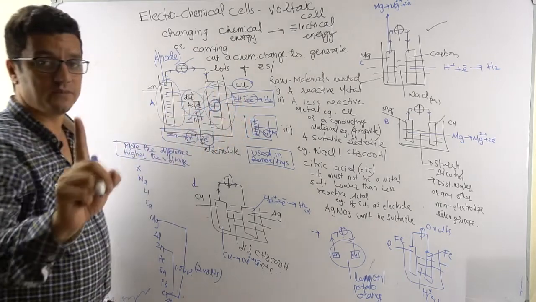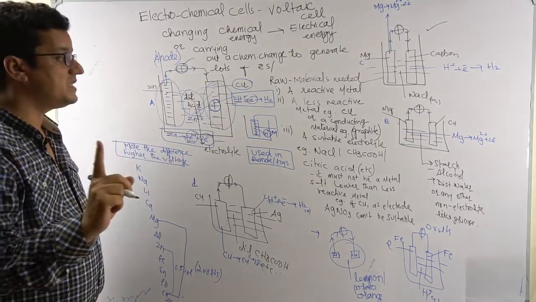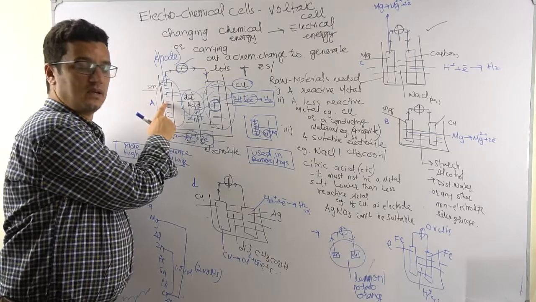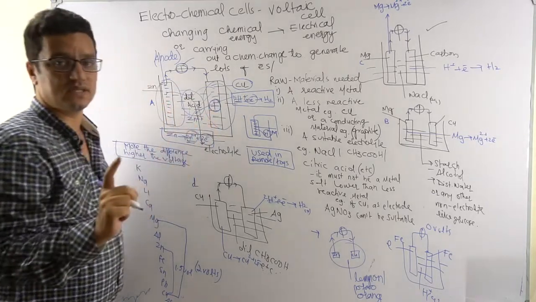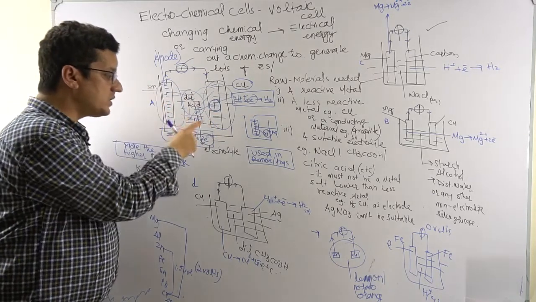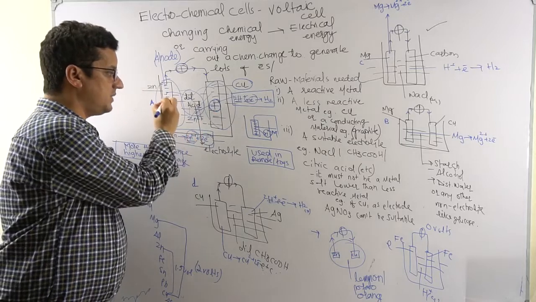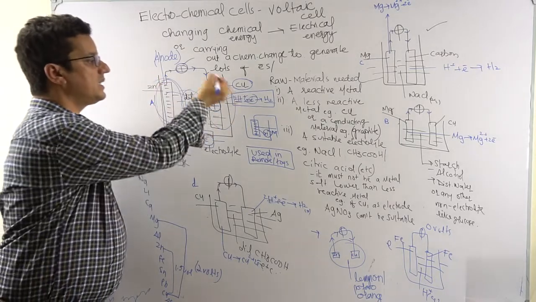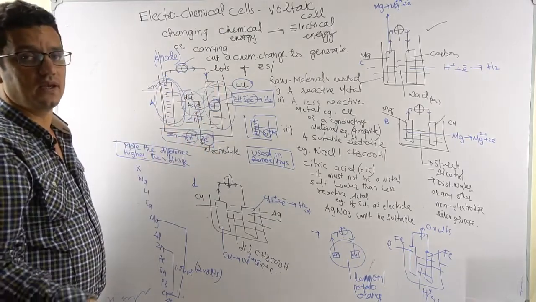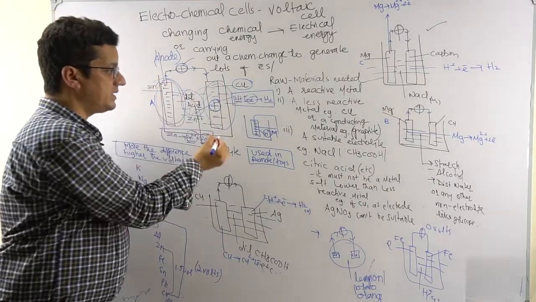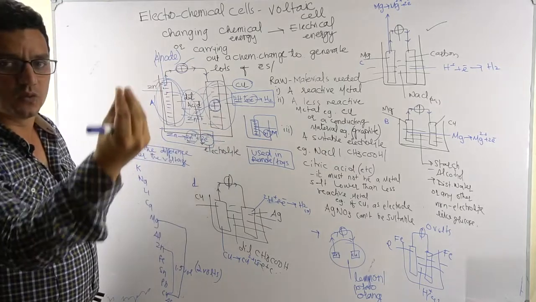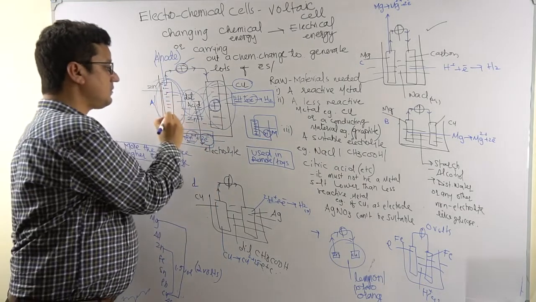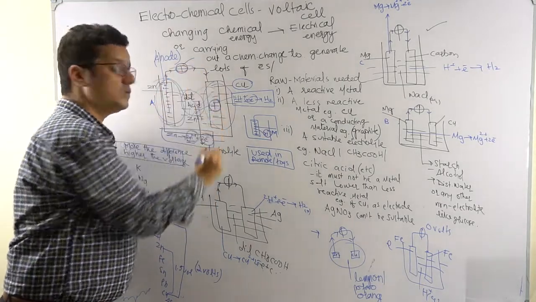But to keep things simple, the cell works on the principle that you need a reactive substance and you need a least reactive substance. A reactive metal will go into the solution as ions, leaving the electrons behind, making this electrode negatively charged. As a result, the other electrode is not doing the same thing. So high potential, low potential, sort of EMF, electromotive force is generated, and current starts moving from negative terminal to positive.